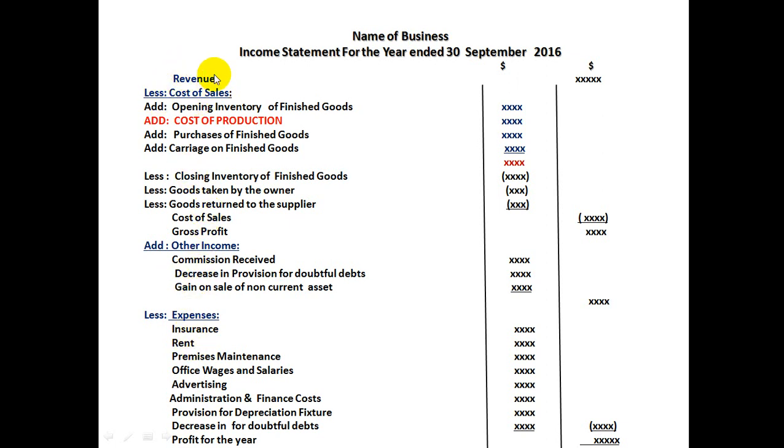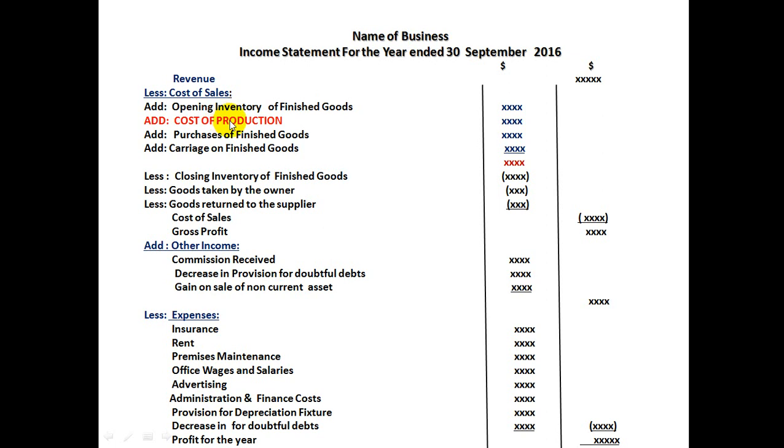Our first part shows us the revenue. If there is any revenue return, that means the sales return, it will be subtracted from here. Then comes the cost of sales, an important portion. In cost of sales, we'll be adding opening inventory of finished goods with the cost of production.